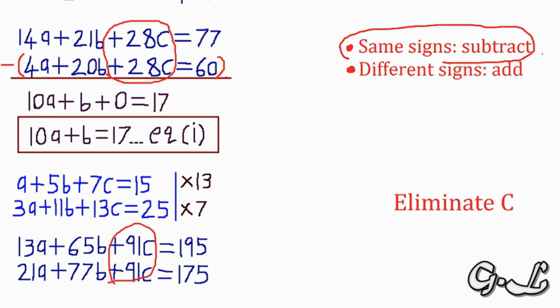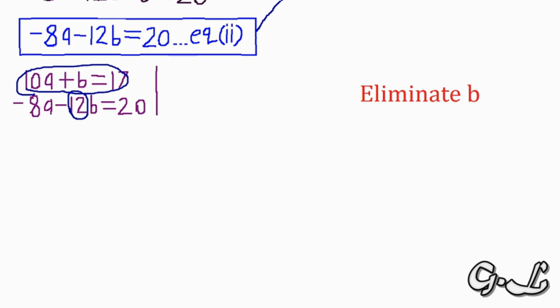The way that we're going to eliminate b is that we're going to multiply the number that we have in the second equation throughout the first equation, which is 10a plus b is equal to 17. So that is what we're going to do. We're going to say times 12. We're going to multiply each term in the first equation by 12.